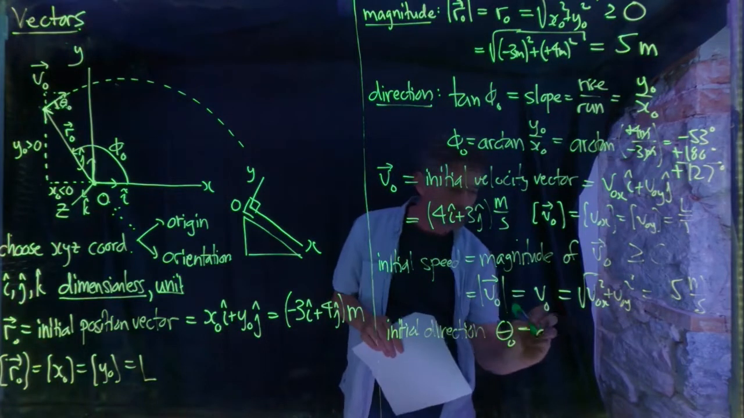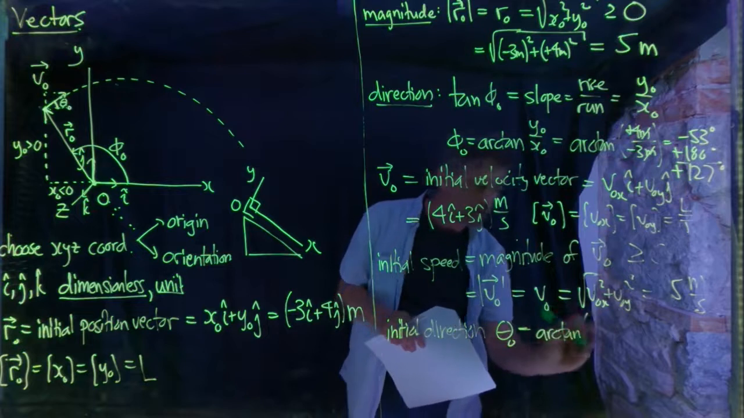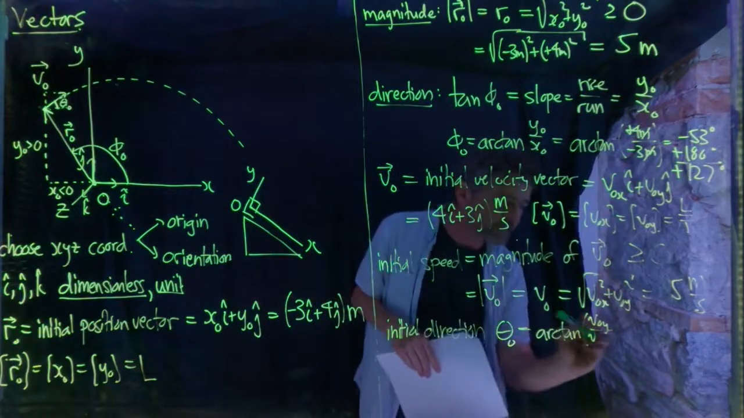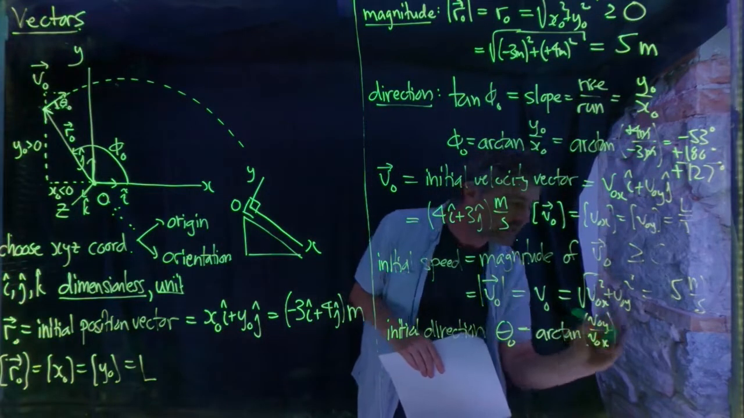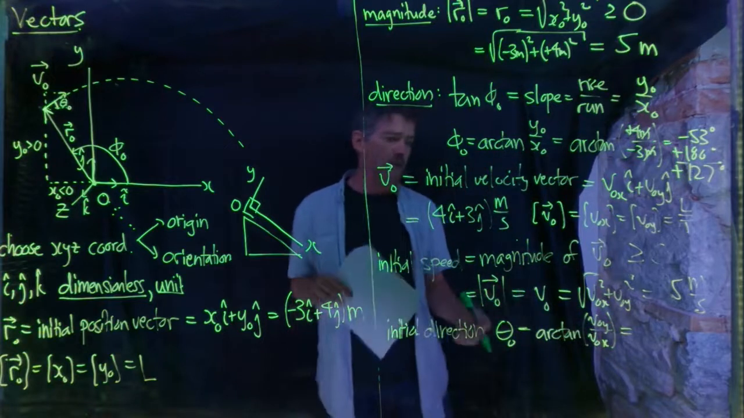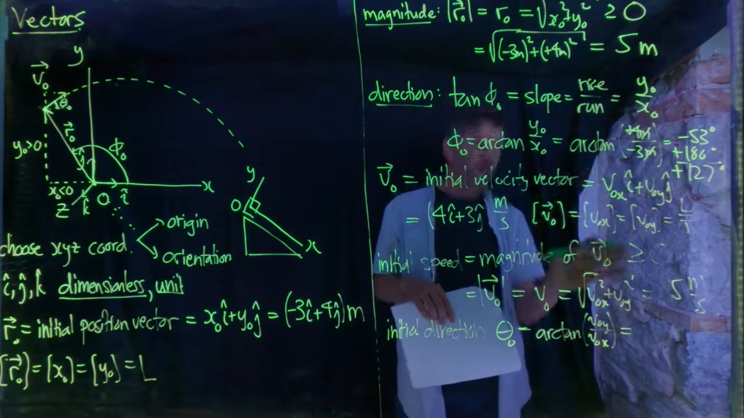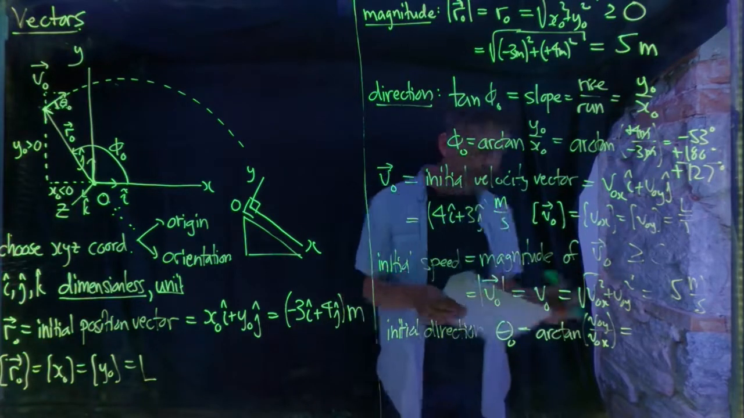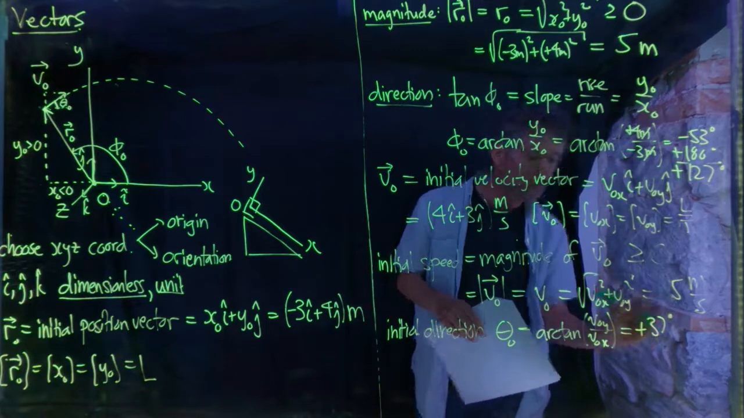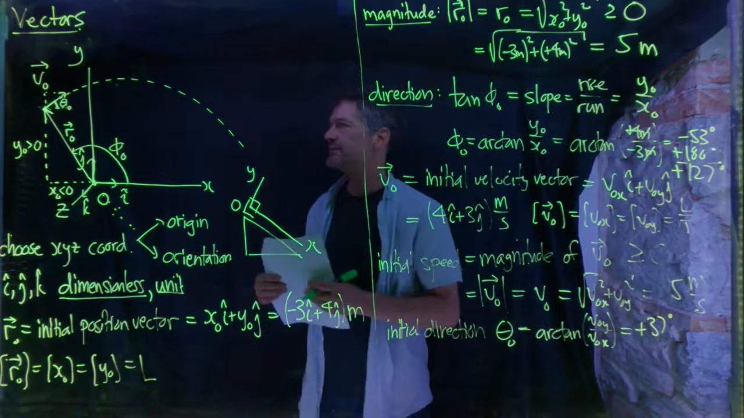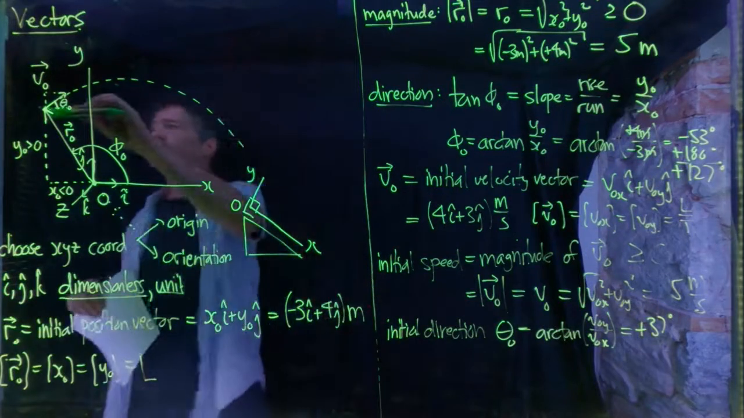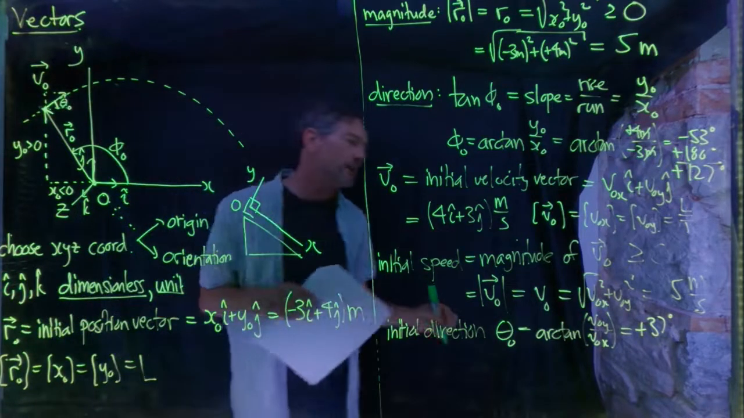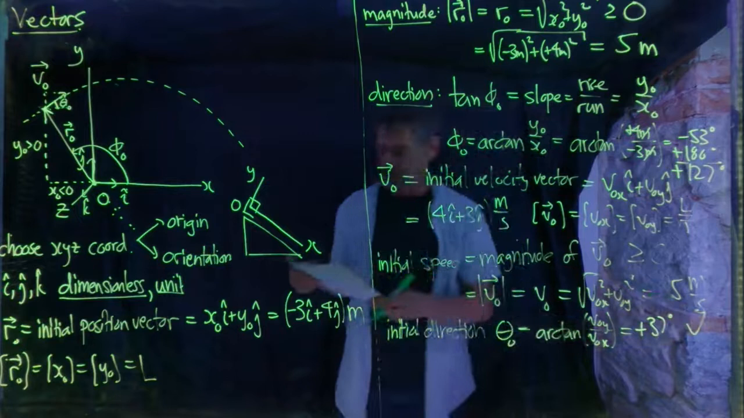So the initial direction theta 0 is going to be arctan of v0y, the rise, divided by the run, v0x. We plug this in, and what we get is positive 37 degrees. Then you always have to ask yourself, is that the right answer, or is it out by 180 degrees? Well, this is obviously about positive 37 degrees, so you're not wrong by a whole 180 degrees. So that's right. Just double check stuff like that. Be careful with your work.